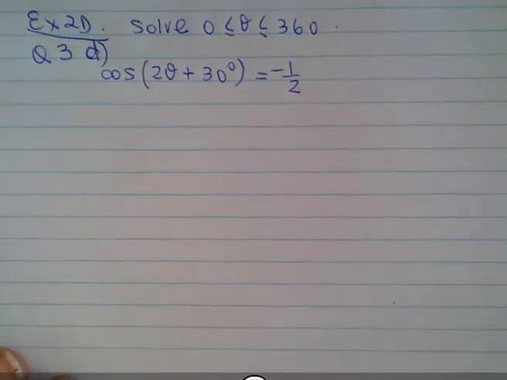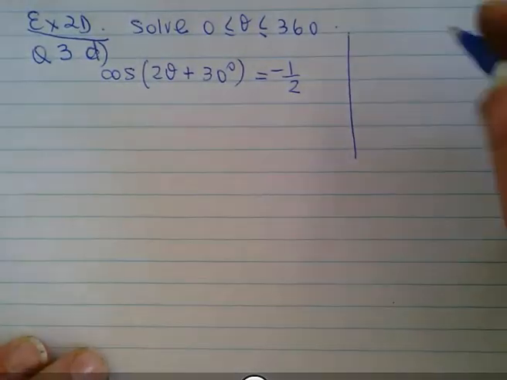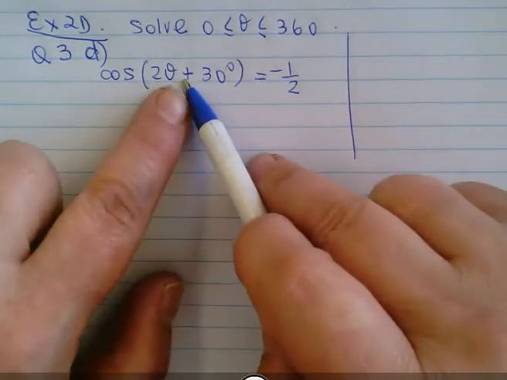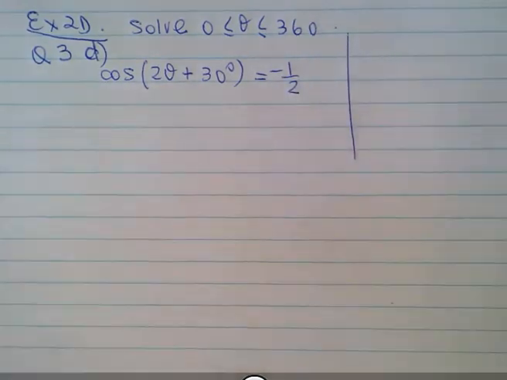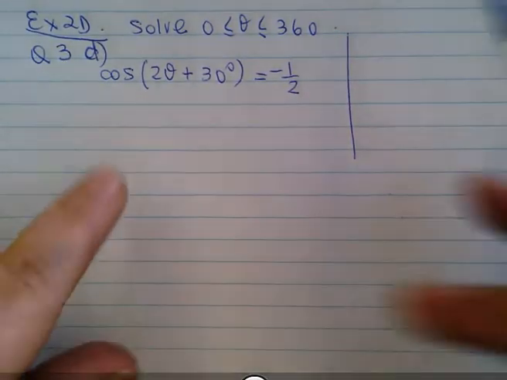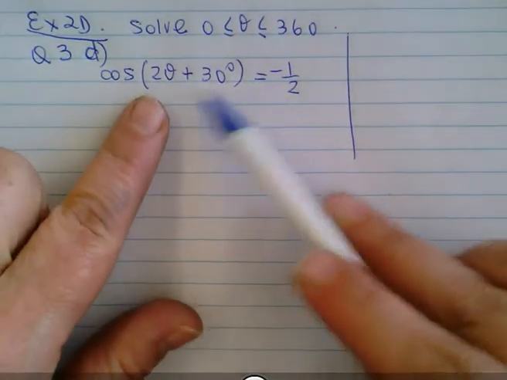Cos of 2 theta plus 30 is negative a half. Now, first I've got to fix up my domain. Normally we see cos theta is negative a half, or sometimes we've seen cos 2 theta is negative a half. I think I've even shown you shifted domains of cos theta plus 30, but never like this.